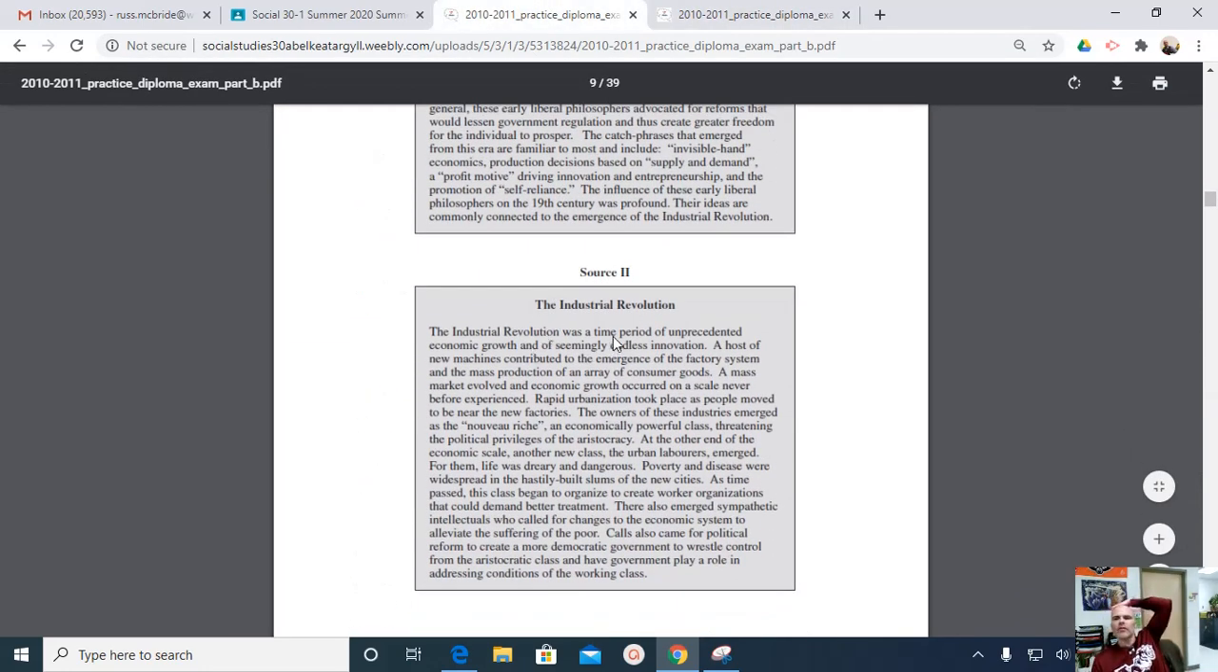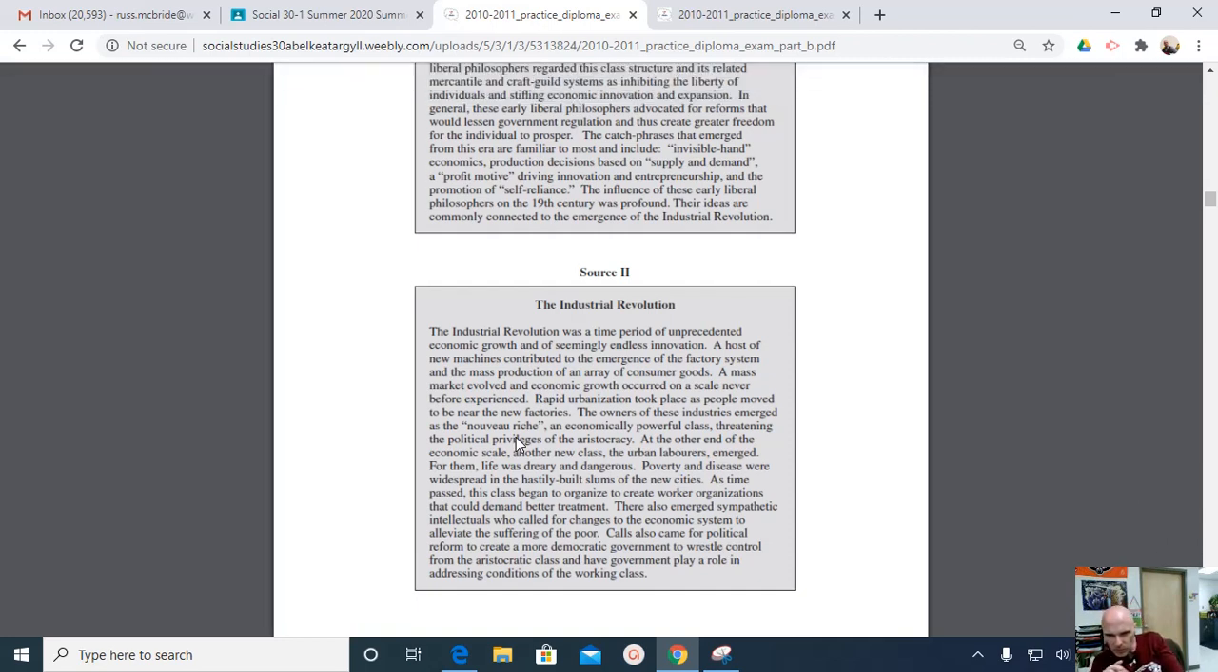So, 2: The Industrial Revolution was a time period of unprecedented economic growth and of seemingly endless innovation. A host of new machines contributed to the emergence of the factory system and the mass production of an array of consumer goods. The mass market evolved and economic growth occurred on a scale never before experienced. Rapid urbanization took place as people moved to be near the new factories. The owners of these industries emerged as the nouveau riche, an economically powerful class threatening the political privileges of the aristocracy.